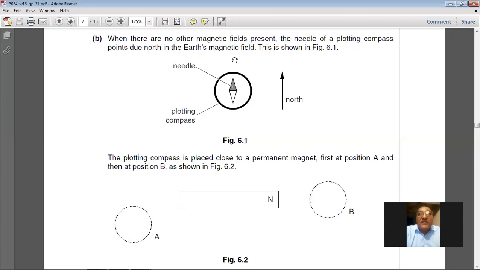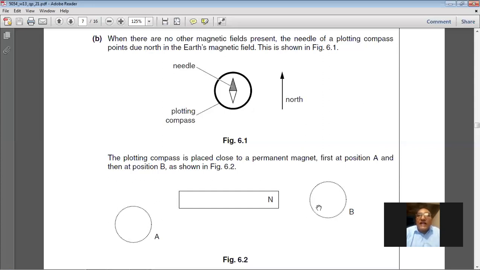if there is no other magnetic field around. The plotting compass is placed close to a permanent magnet, first at position A and then at position B, as shown in figure 6.2. So here we have a permanent magnet, and here we have the North Pole. When you put the magnetic compass here, because the magnetic lines are going into this end, where we have the south pole, the magnetic compass will point in this direction.